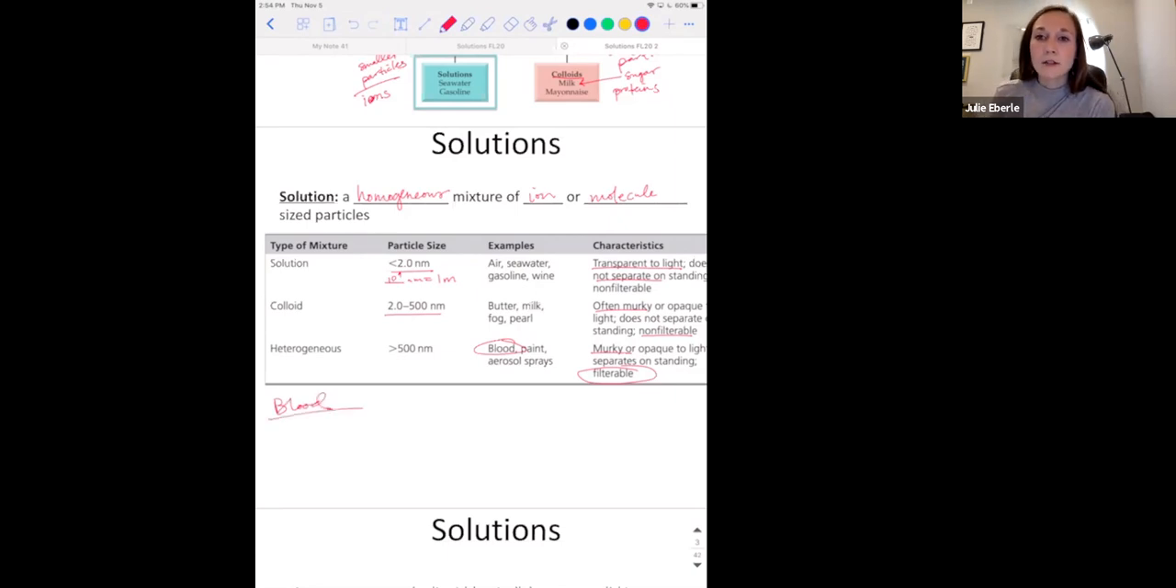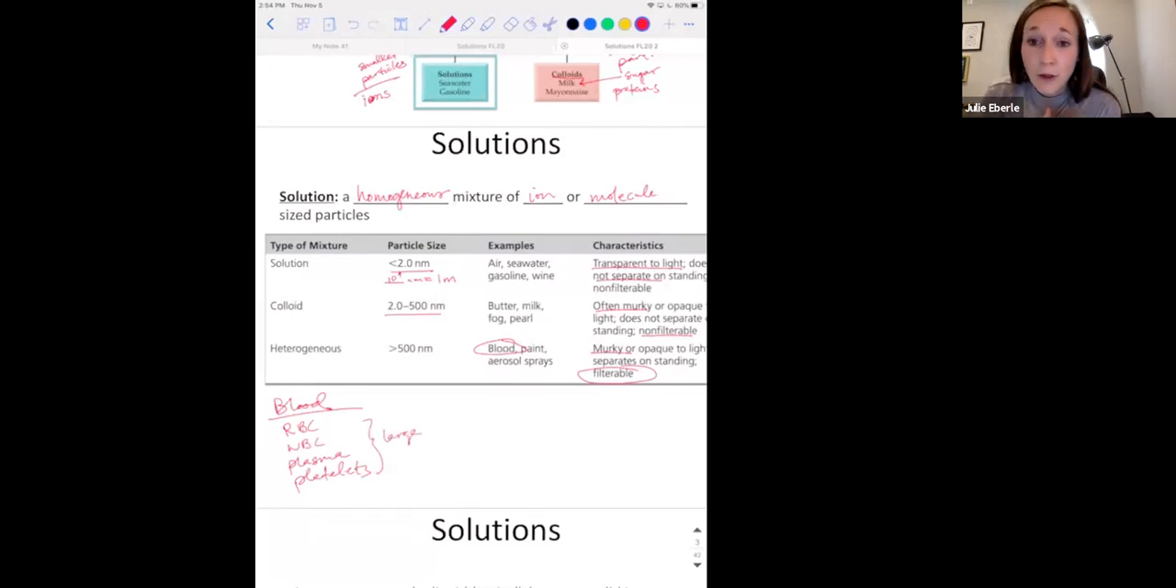So what makes blood heterogeneous? What are the largest things in your blood, do you think? RBCs, WBCs, red blood cells and white blood cells. Those are the things that if you leave it standing, they'll settle to the bottom. Things like plasma and platelets. Okay, these are the largest particles.